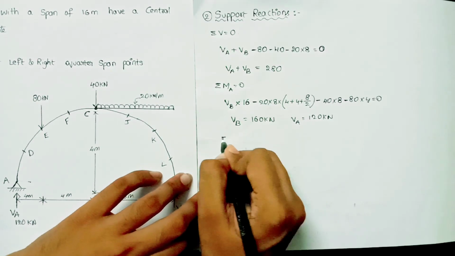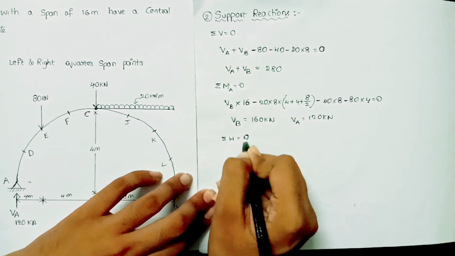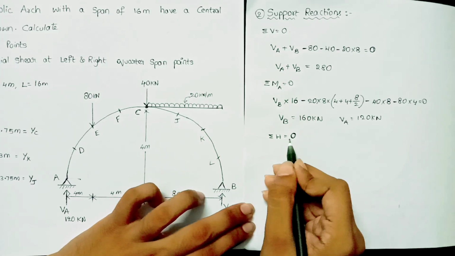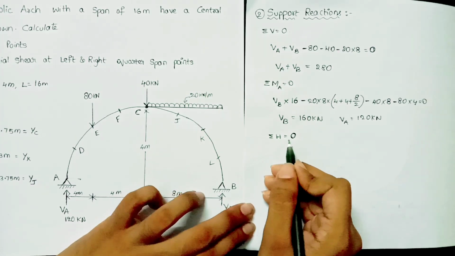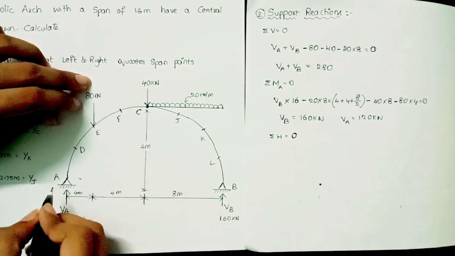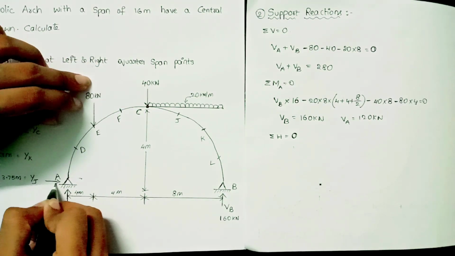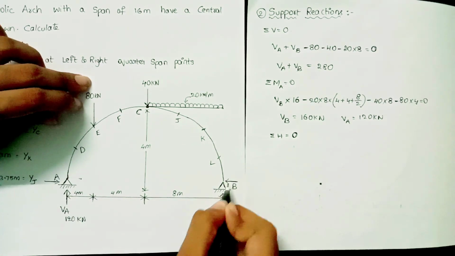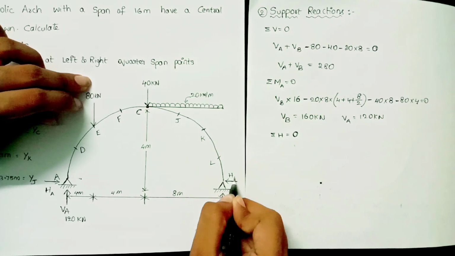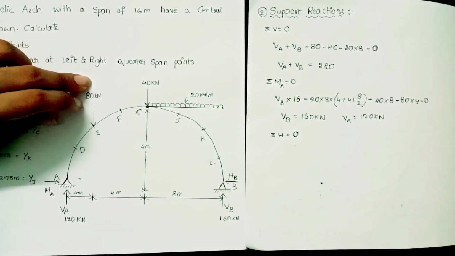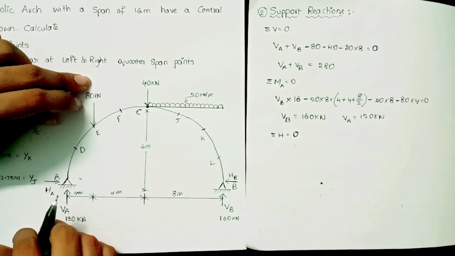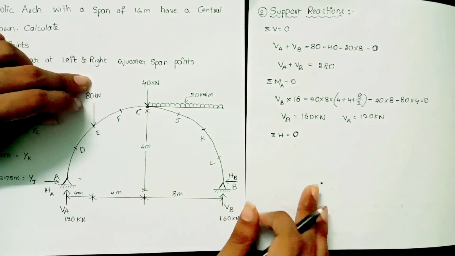Now I am applying the third equilibrium condition, sigma H equal to 0. That means the algebraic sum of all the horizontal loads or reactions will be equal to 0. So here we have two hinged supports. At two hinged supports we will have one horizontal reaction each. The horizontal reaction at A is HA, and the horizontal reaction at B will be HB. Since the arch is symmetrical, both horizontal reactions will be equal. Just for explanation or calculation I am saying.